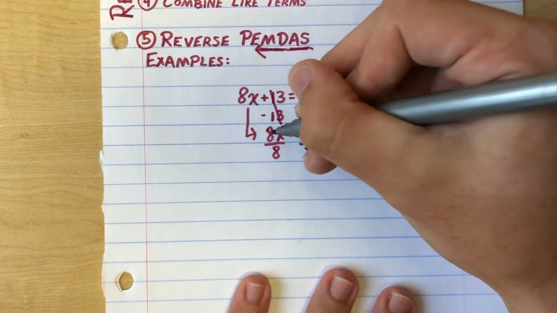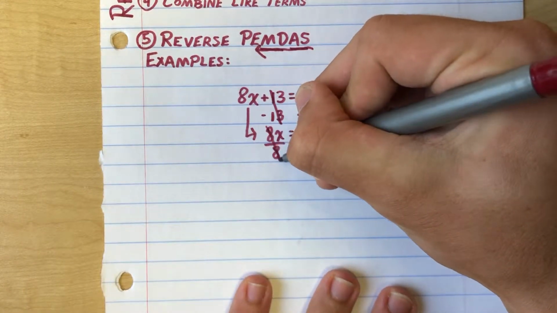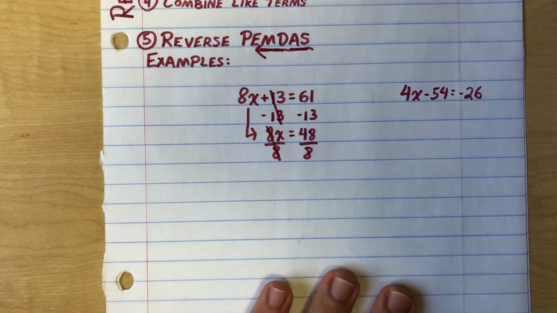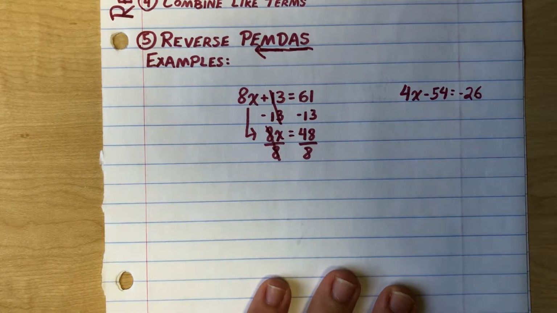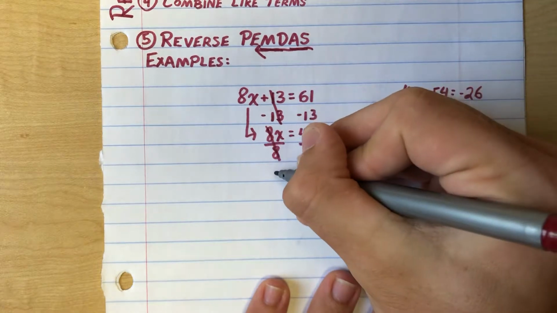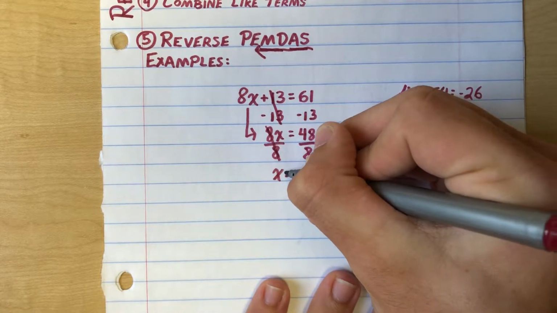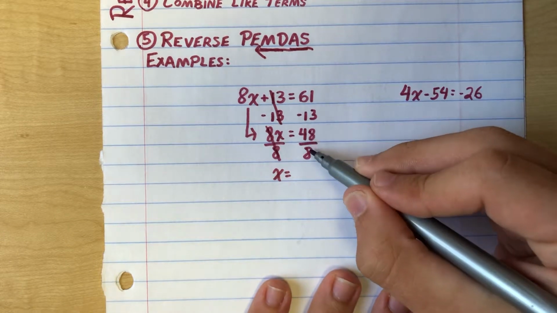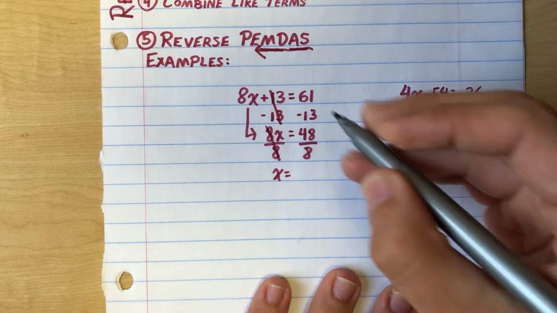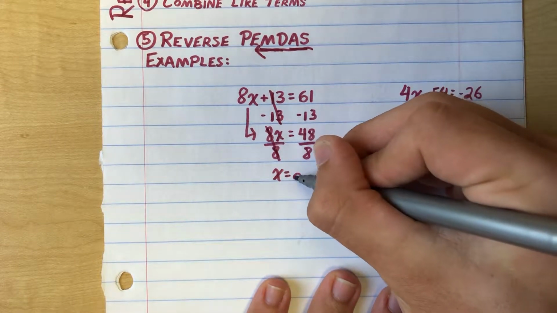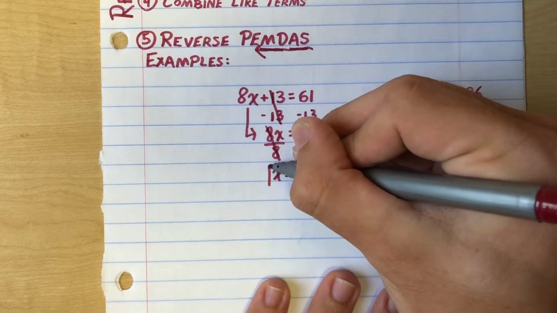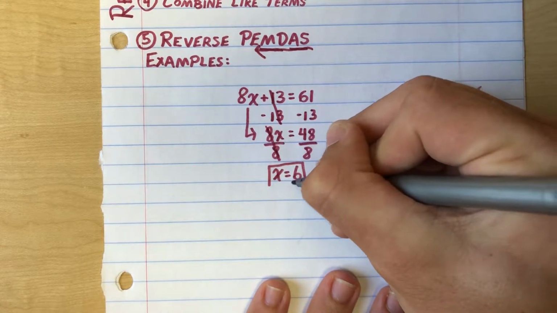So then this will cancel because 8 divided by 8 is 1, and 1 times x is just x, so you might as well not even write it. So now all that's left over here is x, which is what we want in the first place. We have now isolated the x. And then 48 divided by 8 is 6. So in this problem, x equals 6.